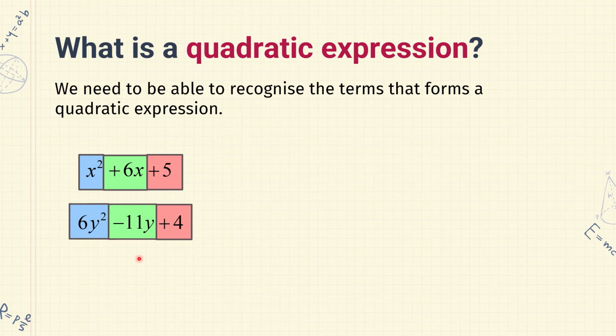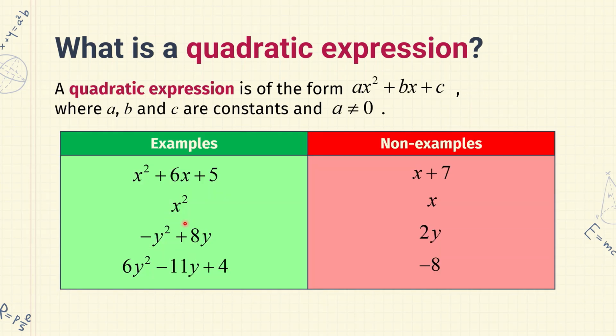If you were to go back to the earlier slide, let me just switch back. We know that x squared over here is also considered a quadratic expression. It is so long as one of the terms is raised to the power of 2. Likewise over here, it is an expression whereby there are only two terms, and one of them is raised to the power of 2.